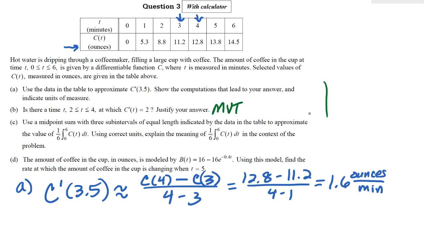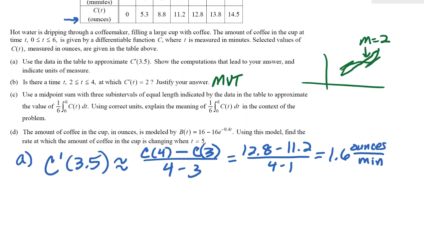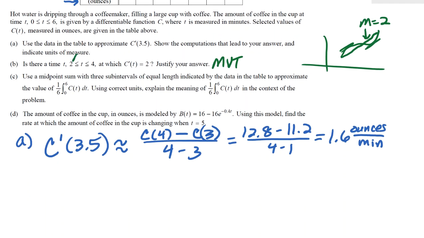So remember, what we're trying to show here is that for some function, if we can find that the slope of the secant is equal to 2, then there has to be some place where the slope of the derivative is equal to 2. So we need to write our MVT argument. You may assume that they give you these endpoints for a reason. So let's find out what the slope of the secant would be, and then we'll know whether it's going to work for us.